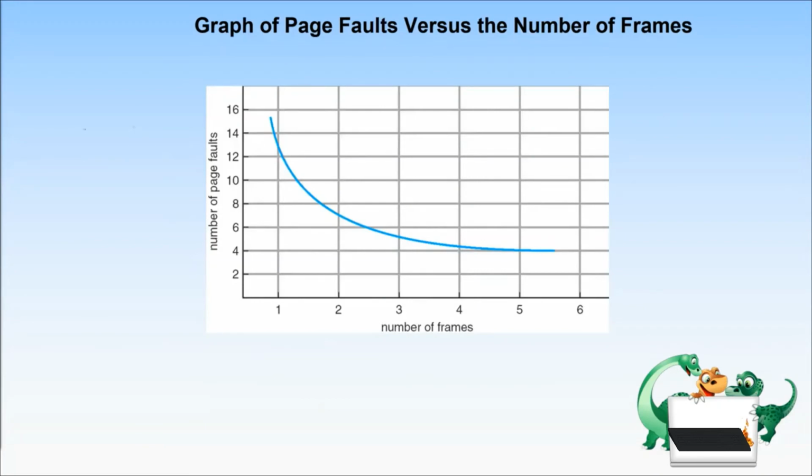So next, we have the relation of the number of frames to the number of page faults. This graph indicates that as the number of frames increases, the number of page faults should decrease. All right.